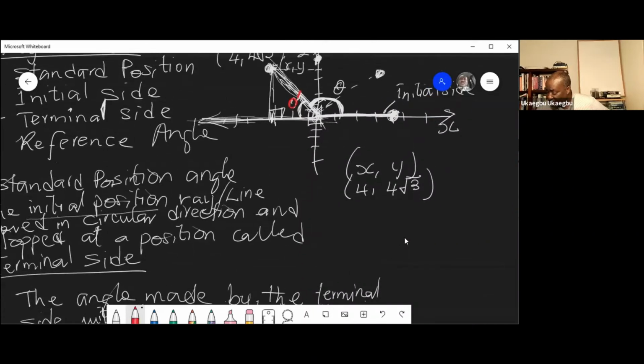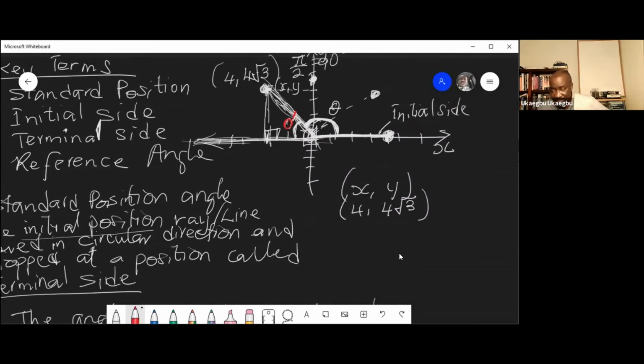So now, look at this angle right now. Look at this picture. Let me redraw it. Let me bring out this diagram. At this point, if it says that x is 4, that means from here to here is 4. On the other hand, if it says 4 root 3, that means here is 4 root 3.